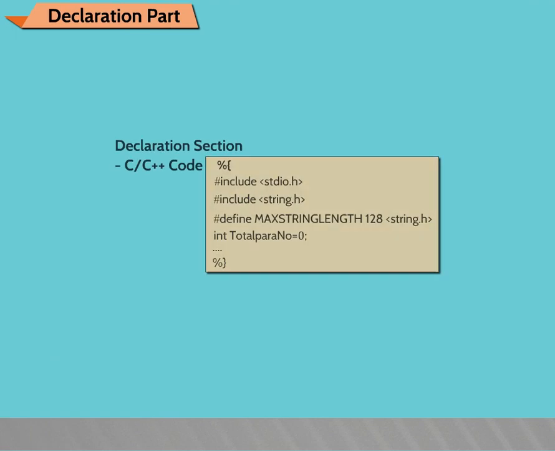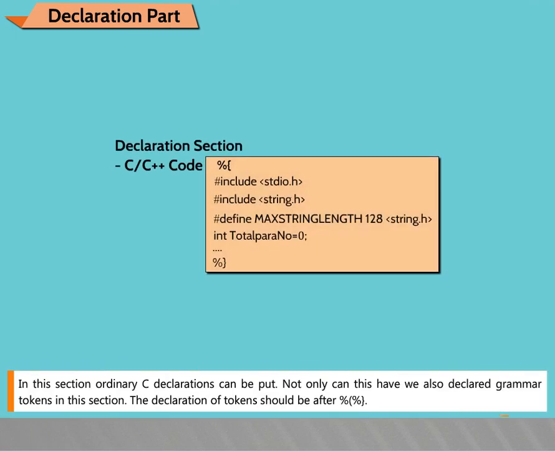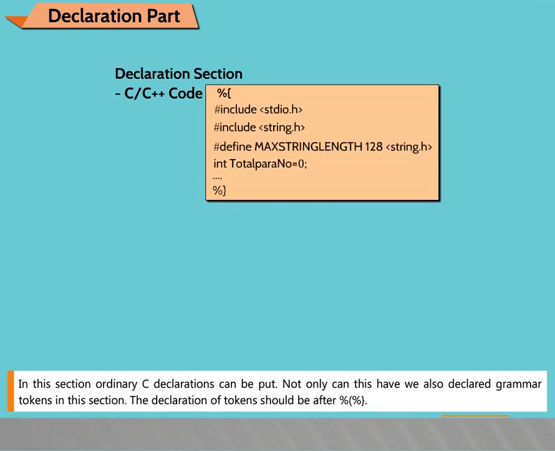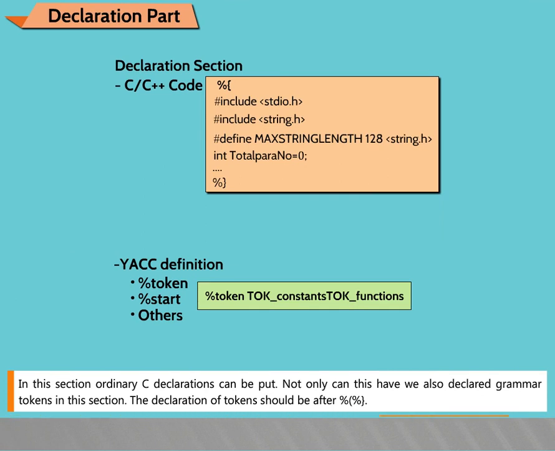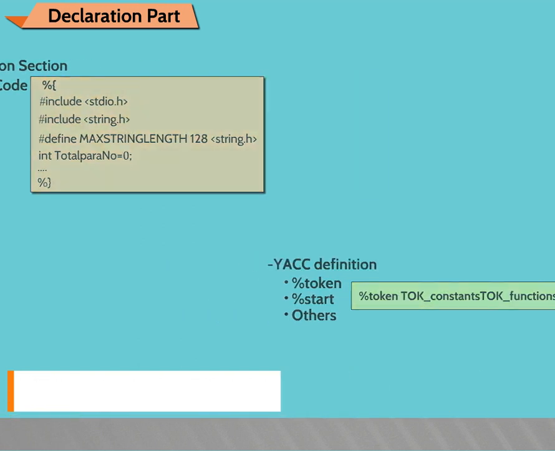Declaration part. In this section, ordinary C declarations can be put. Not only that, we also declare grammar tokens in this section. The declaration of tokens should come after the percent sign. Translation rules.